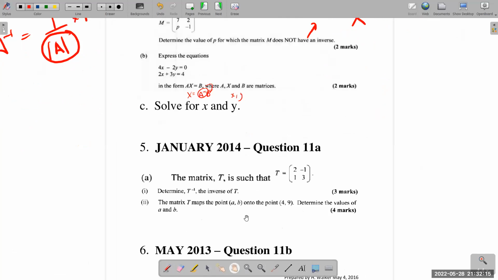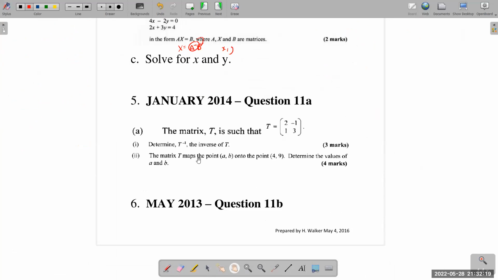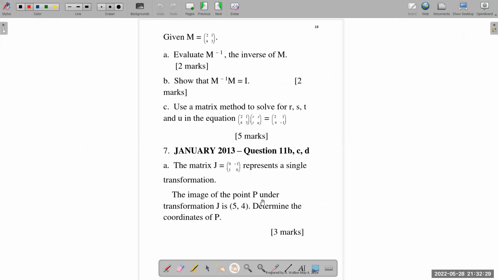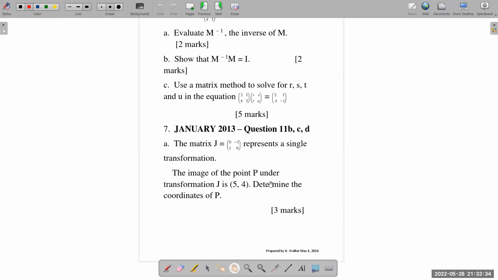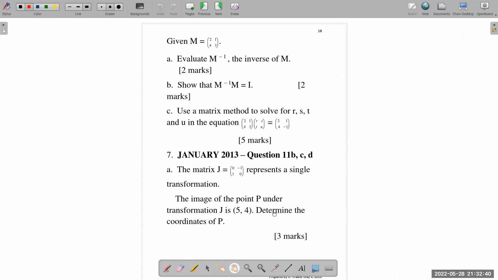All right, let's just take a few. Determine the inverse, that's easy. The matrix T maps, and so on, determine the value. Okay, this is the part we don't really know, the transformations. That's what we're going to do tomorrow morning. I'll let you know. If I have one person, I'm going to work with one person. If I have 2, I'm going to work with 2. If I have 0, I can't do anything. So I'm going to start probably at 11 a.m.